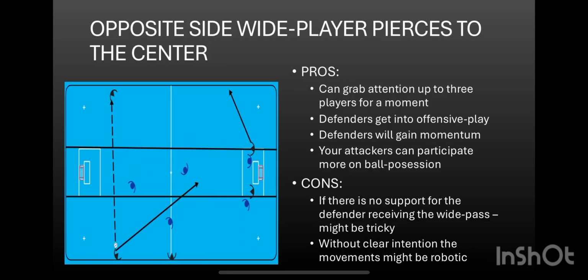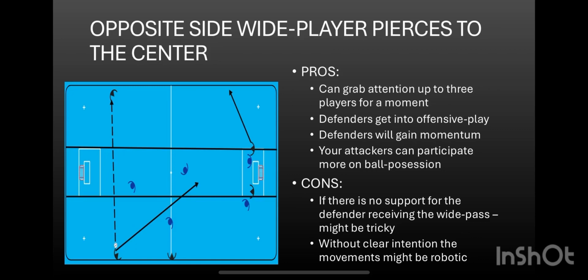This is another very trendy way and very relevant these days to open the game like this. So you have a wide backline that starts to open the game, and then another of those starts to move without the ball towards the center line and pierce through the middle. There are many pros at playing like this. That movement without the ball can grab attention for up to 3 players for a moment. So 3 marking players need to take into account that movement.